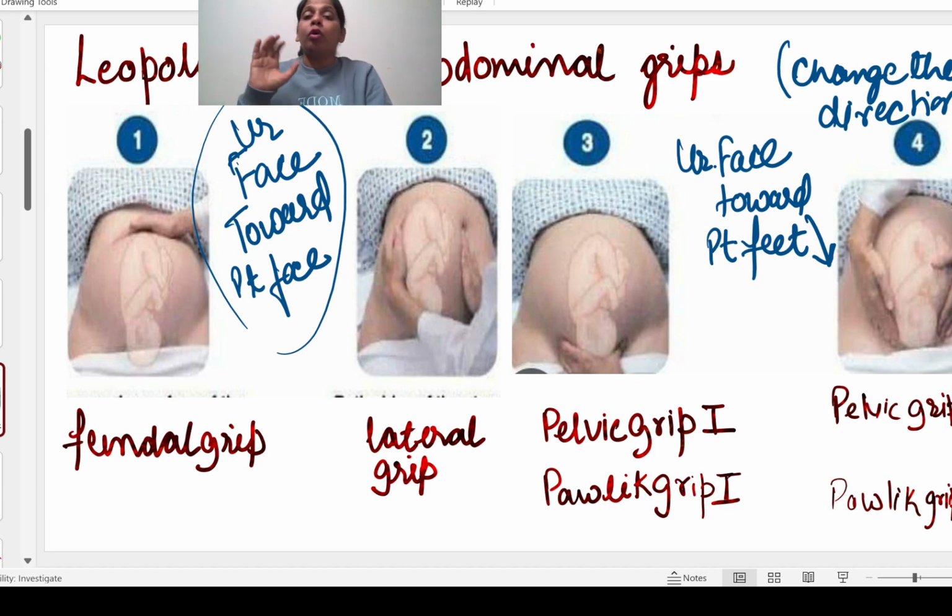So first I will do all the grips in which my face should be toward the patient's face like this, and in the last I change my direction and rotate myself, and then I feel like this. Now my face is toward the patient's feet. Okay, so these are all the grips.